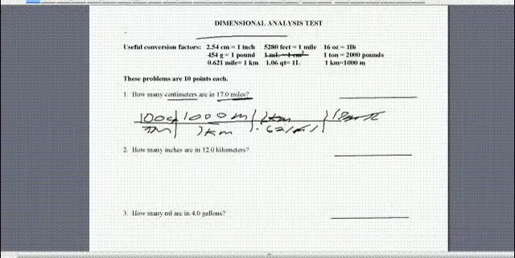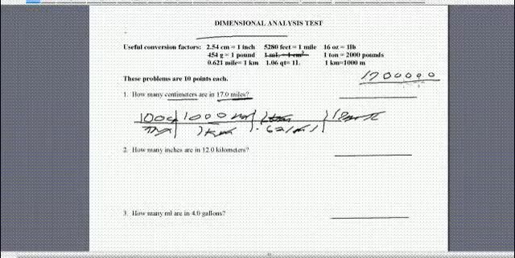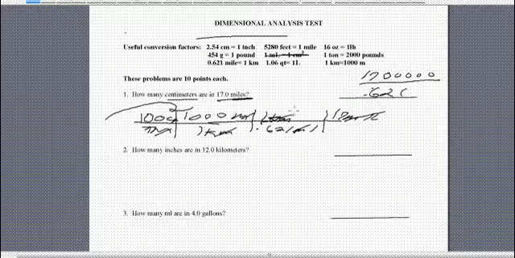Cancel miles, cancel miles, cancel kilometers, cancel kilometers, cancel meters, cancel meters. So now you multiply the top number, which is 100 times 1,000 times 17. So that's going to be 17 with 1, 2, 3, 4, 5 zeros divided by 0.621. I know this is right because the only unit I have left is centimeters. You can do the math.